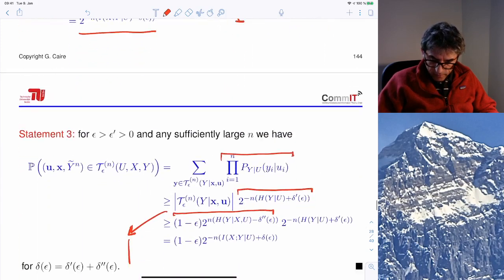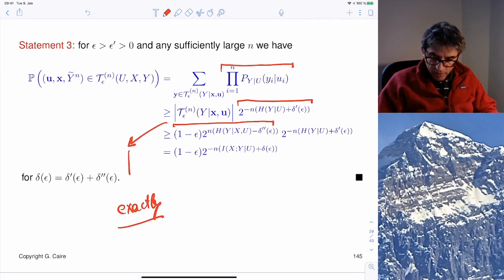Okay, it's here. So now we have this lower bound on the size of this conditional typical set, which is 1 minus epsilon times 2 to the n times the conditional entropy. Now the condition is x, u, and then there is a minus delta second. Then we put everything together again, and we get, so this follows from the conditional typicality lemma.